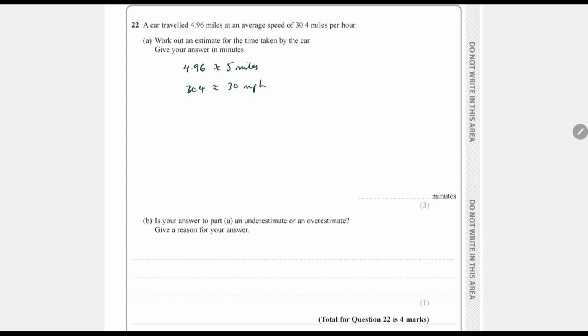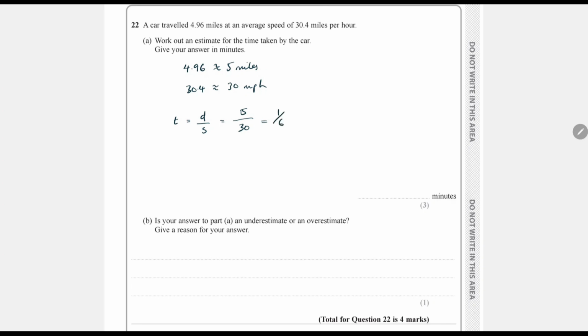The question is asking us to work out the time taken. So we know that the formula is time taken is equal to distance divided by speed. Well, we have the distance of 5 and the speed of 30. And so that is equal to 1/6 if we simplify it.